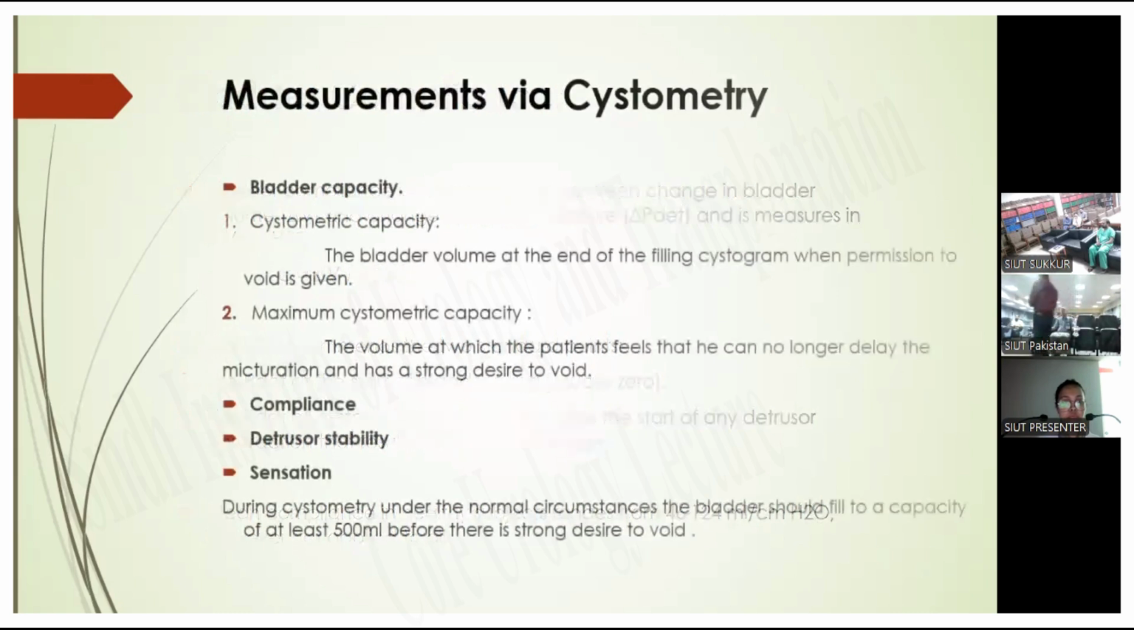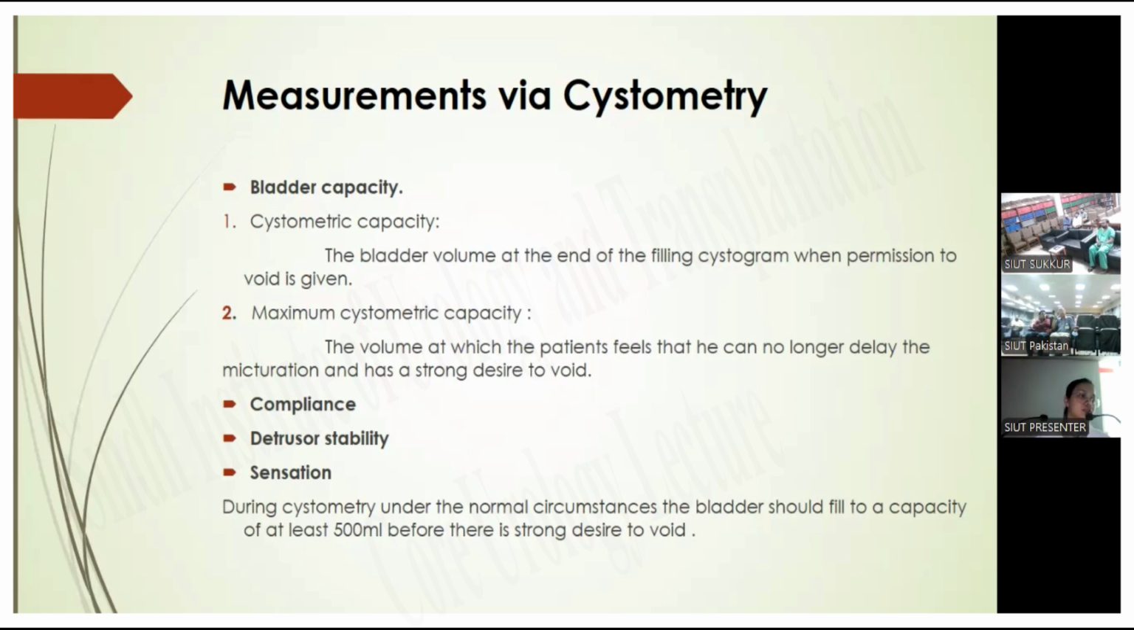Although the normal capacity is 500 ml, whenever you order a UDS pre-op, as we discussed last week, you need the FVC, the frequency volume chart or bladder diary, of the patient. From that you will have an idea how much the patient voids. If he is voiding 150 ml or 200 ml, then you cannot expect the patient to hold 500 ml or 450 ml. From the FVC or bladder diary, you can understand if he is going to hold 150 ml or 500 ml. Not every patient has 500 ml, so you need the FVC or bladder diary before UDS.